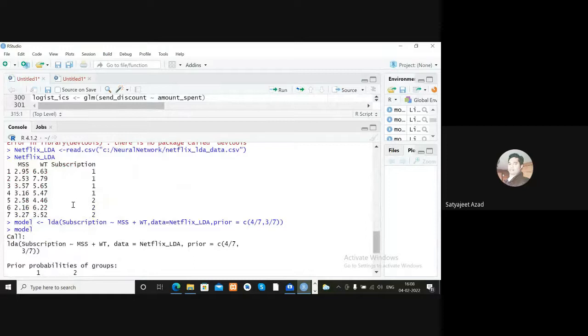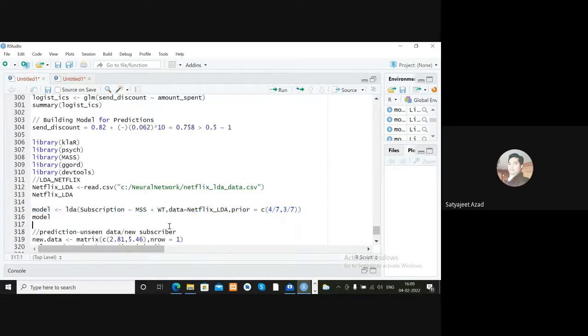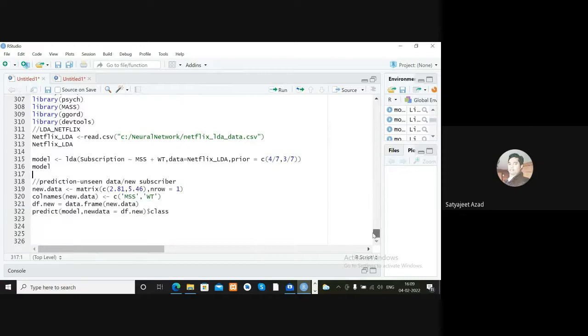How many features were there? 2 features were there, but I am getting 1 LDA score. Why? Because they have reduced 2 to 1. By reducing the dimensions, they have given us some coefficients, and now I am going to predict with it. For example, there is a new customer. Now we are going to predict for a new customer. Let me run it.